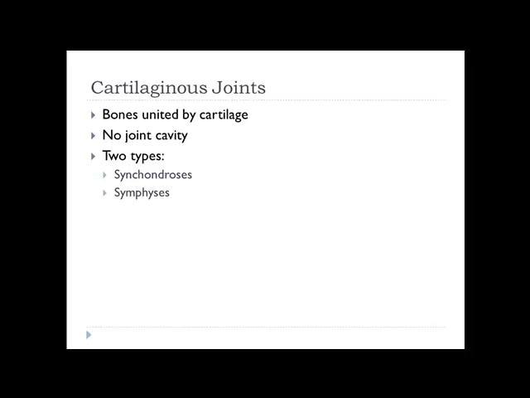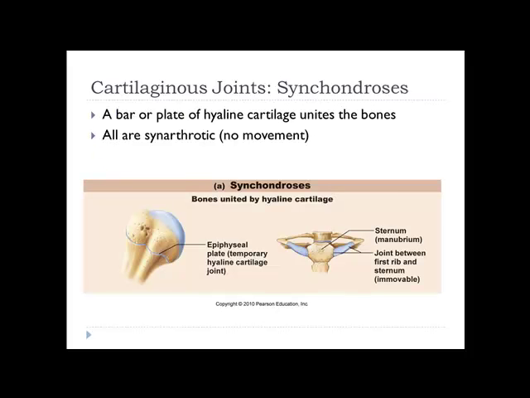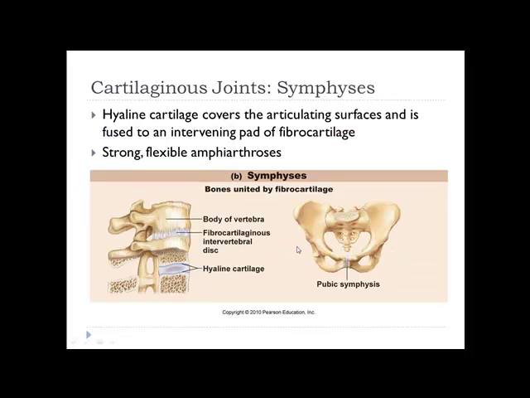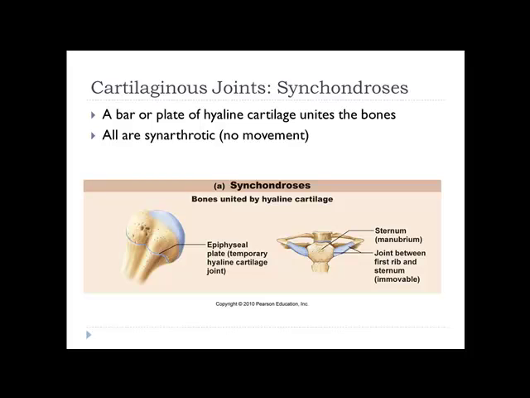Okay, next ones are cartilaginous joints. So these are just going to be two bones held together by cartilage. There are two types, synchondroses and symphyses. When I think of synchondroses, I think of your ribs. Think of your costal cartilage, the way that the ribs are held to the sternum with that costal cartilage. That is a great example of a synchondrosis.